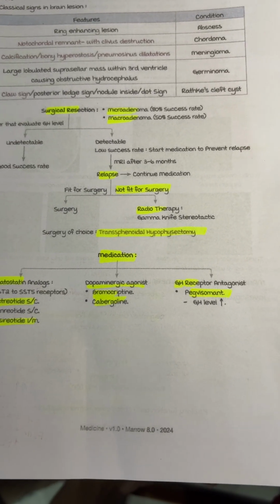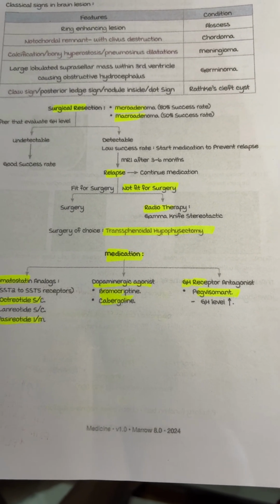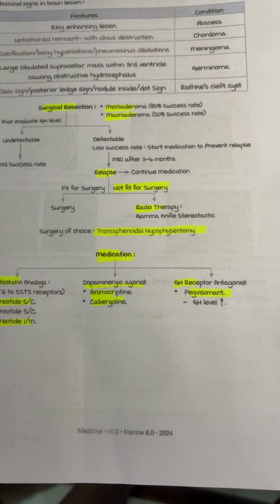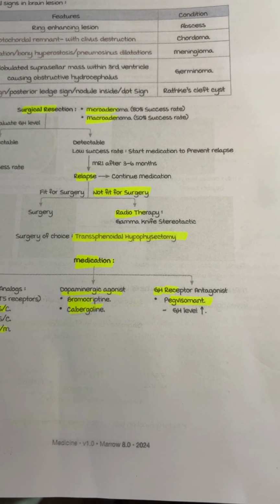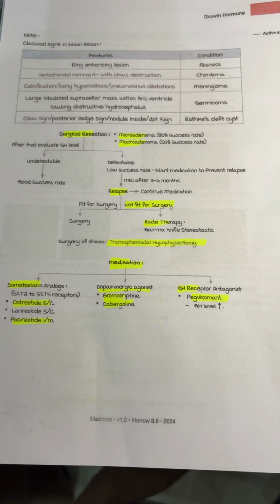And if there is a mass, we have to do surgery. The surgery of choice for microadenoma and macroadenoma is transsphenoidal hypophysectomy, and that would finish acromegaly.